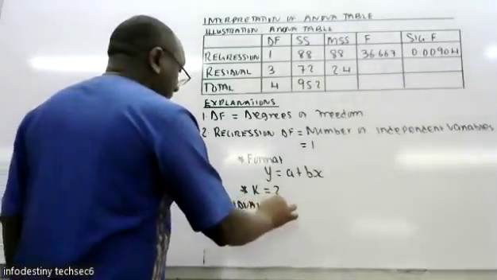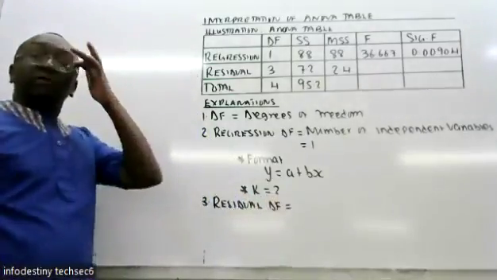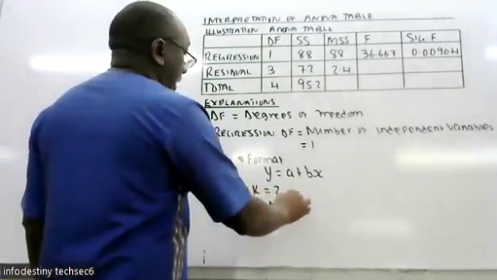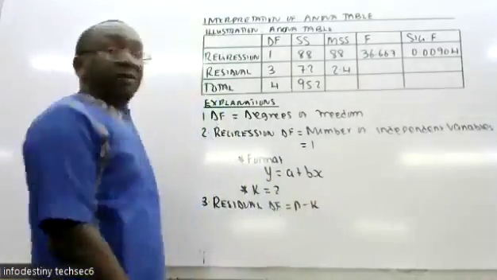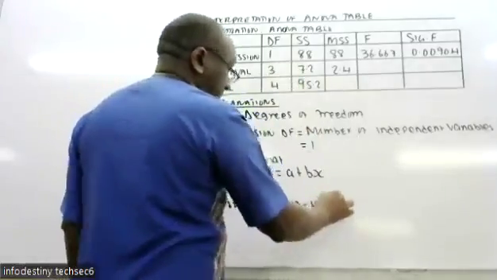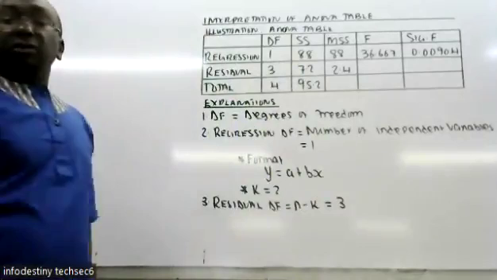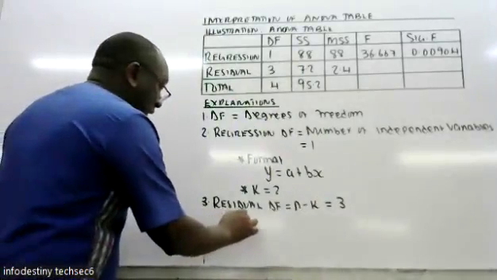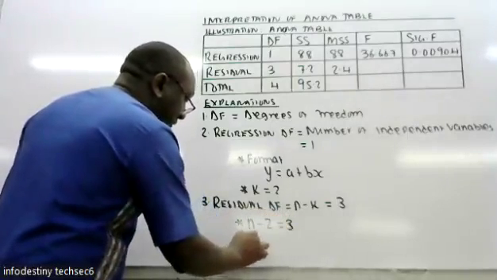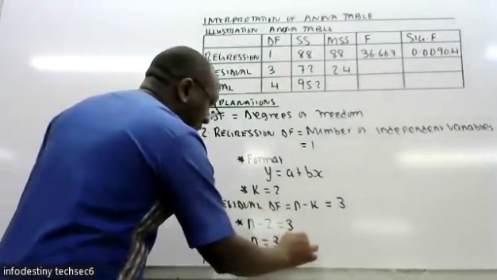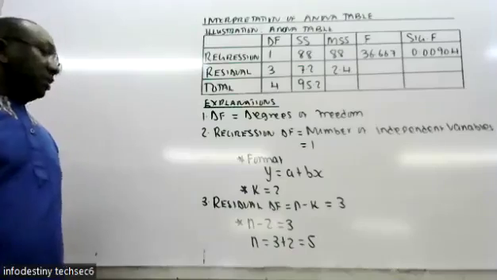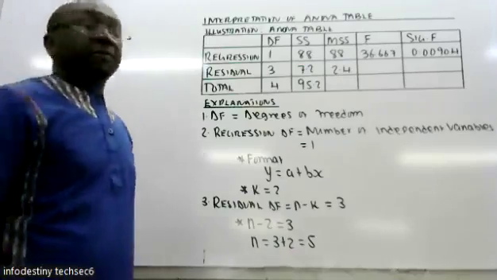Number 3 is residual DF. Residual DF is equal to n minus k. That's how it's given. The value here is 3. So if n minus k, where k is 2, is 3, therefore n should be 3 plus 2, which gives us 5. That tells you that the number of items is 5.